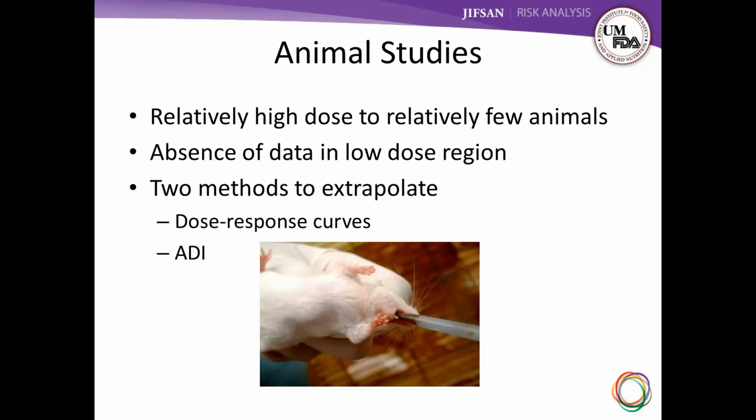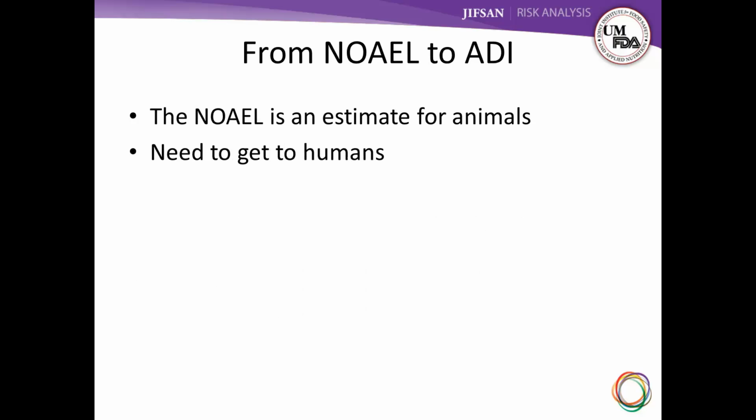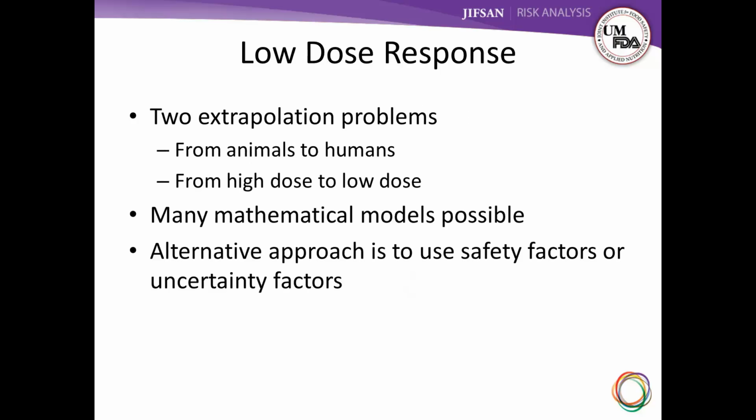We already talked about dose response curves. These chemicals, because they are intentionally added, we tend to use a different approach, the acceptable daily intake. The acceptable daily intake relies on this concept here, the NOAL. It's the biggest dose of a chemical that produces no toxicity, or the highest dose at which no adverse effect is observed. The trick, though, is you've got to go from a NOAL developed with animal data to humans. And for the human, we don't use a NOAL, we use an ADI, an acceptable daily intake.